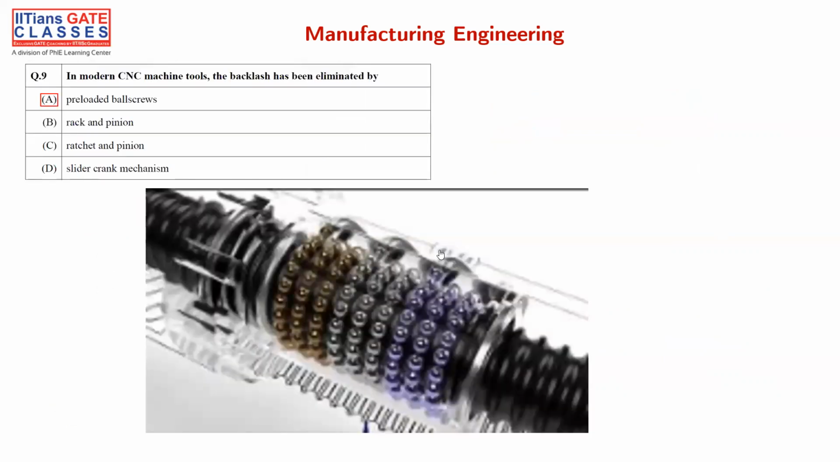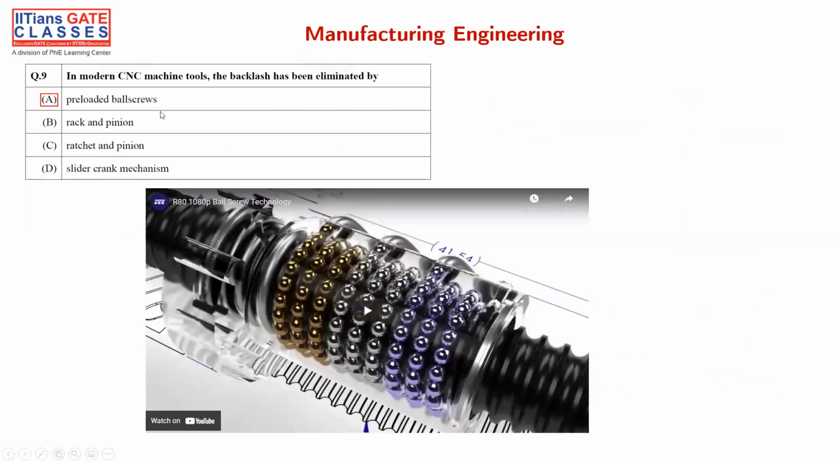Okay, so in this question, again, they're trying to ask: in modern CNC machine tools, the backlash has been eliminated by. So first we have to know what is backlash. Backlash is nothing but you have this lead screw, right? The lead screw has some kind of gear mechanism. These are your involute profiles. And you have this nut that has been put here.